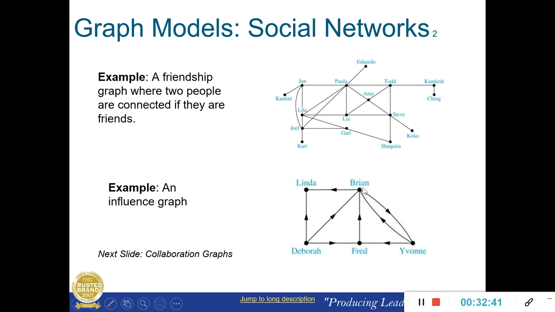Brian, Deborah, Fred, and Yvonne can influence Brian, but Brian can influence Linda also. And Brian can also influence Yvonne. Yvonne can influence Brian, Brian can influence Yvonne. Maybe they are a couple or something, not sure. So this is an example of an influence graph.